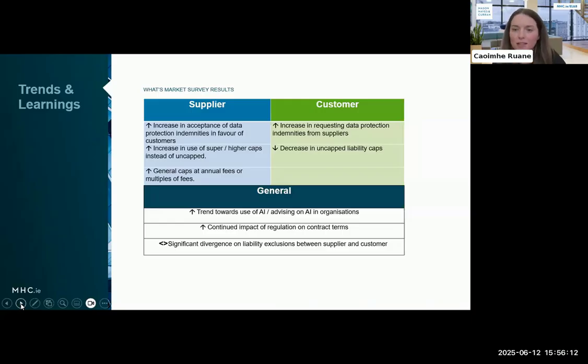Turning to the other trends, on the more general side, we have a definitive trend towards the use of AI and being required to advise on AI within in-house organizations, as well as the continued impact of regulation on contract terms. On the DORA side, we can see a massive increase on both supplier and customer sides in implementing DORA-compliant contracts and clauses in financial firms' contracts with their third-party suppliers. And turning back to the AI trend, we do expect this to increase year on year as well.